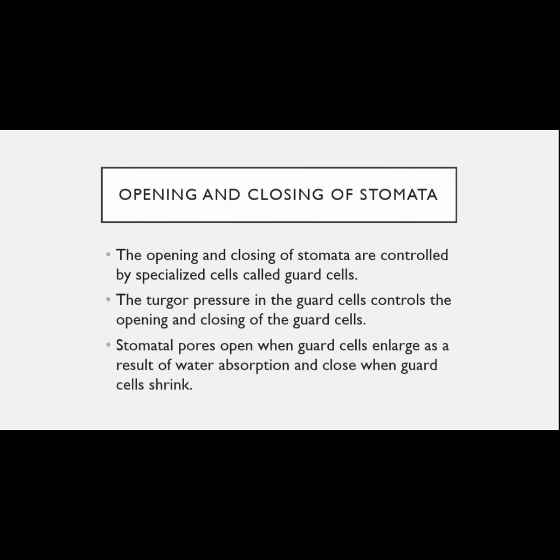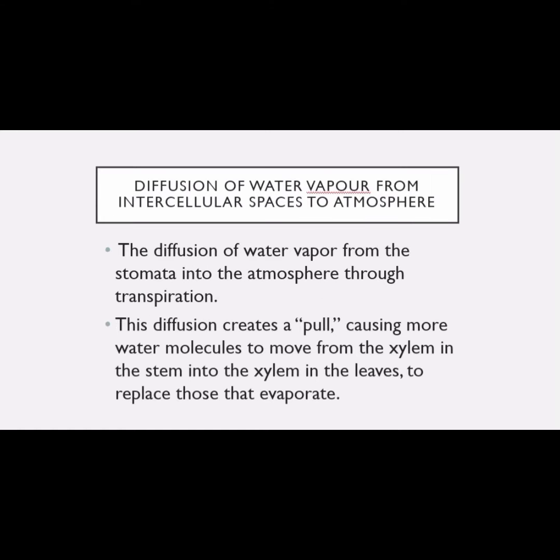Opening and closing of stomata. The opening and closing of stomata are controlled by specialized cells called guard cells. The turgor pressure in the guard cells controls their opening and closing. Stomatal pores open when guard cells enlarge, as a result of water being absorbed, and close when guard cells shrink. Next, we are going to see about diffusion of water vapor from intercellular spaces to the atmosphere.